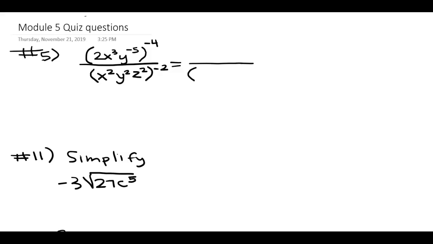So on the top, we're going to put this on the bottom now. So we'll have 2x to the third power, y to the negative fifth. Remember, we haven't changed that yet. We'll do that in a minute. All raised to the positive fourth power, because we're just moving this downstairs. Now we want to do the opposite and move this other one upstairs. So to do that, I'll have x squared, y squared, z squared, all raised to the positive second power this time. It was negative. Now we're changing it to be a positive.